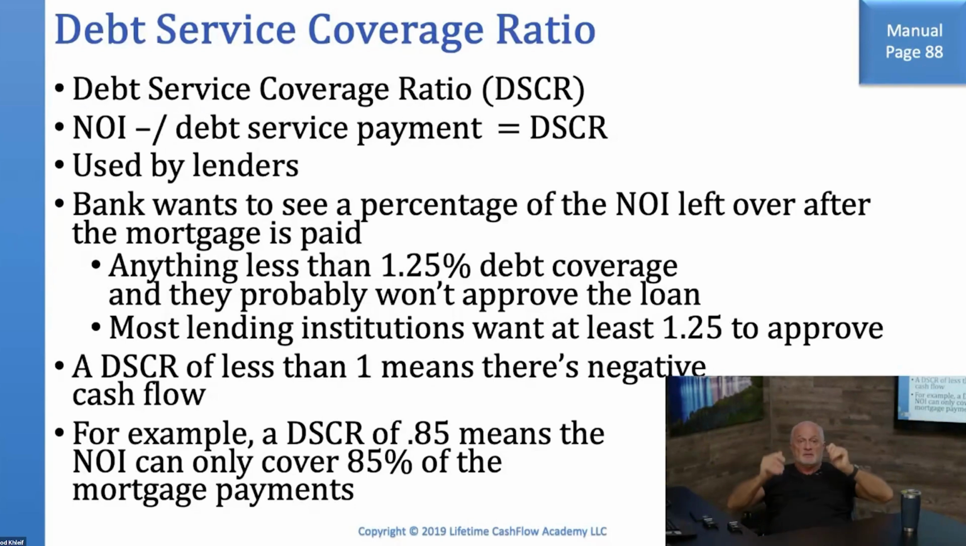Now, if your net income is $85,000 and your debt is $100,000, that's a 0.85 debt service coverage ratio. It's not even covering the debt. That's a problem, right? Okay, so again, this is a very important calculation that lenders look at.